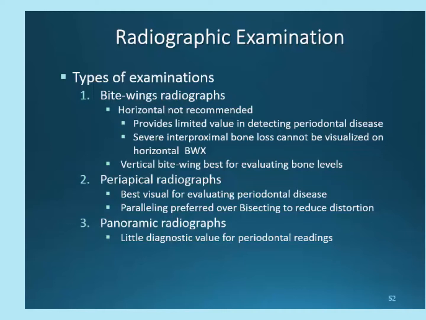Periapical radiographs are recommended and provide the necessary information for diagnosing and monitoring periodontal disease. And again, paralleling technique is preferred over bisecting to reduce distortion. These films provide the earliest signs of the disease and its progression. The least used radiograph for periodontal detection is panoramic x-rays. They do show periodontal disease, but not until the progression is quite advanced.